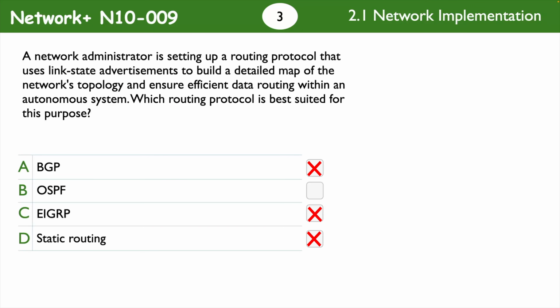And that leaves us with B as the answer, OSPF, and that stands for Open Shortest Path First. And OSPF is a link state routing protocol that's designed to build a complete topology map of the network. It uses link state advertisements to ensure efficient and loop-free data routing within an autonomous system. So that is going to be the best one for this answer.